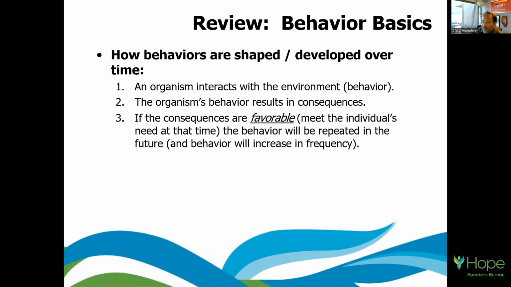Behavior based, how are these behaviors shaped? Well, an organism interacts with the environment, so that's their behavior. The organism's behavior results in some type of consequence. Those consequences, if they are favorable, meaning they meet the individual's need, that behavior is going to be repeated in the future, and that behavior will increase in frequency or maintain over time. So as long as those consequences meet that individual's need, they're going to maintain over time.